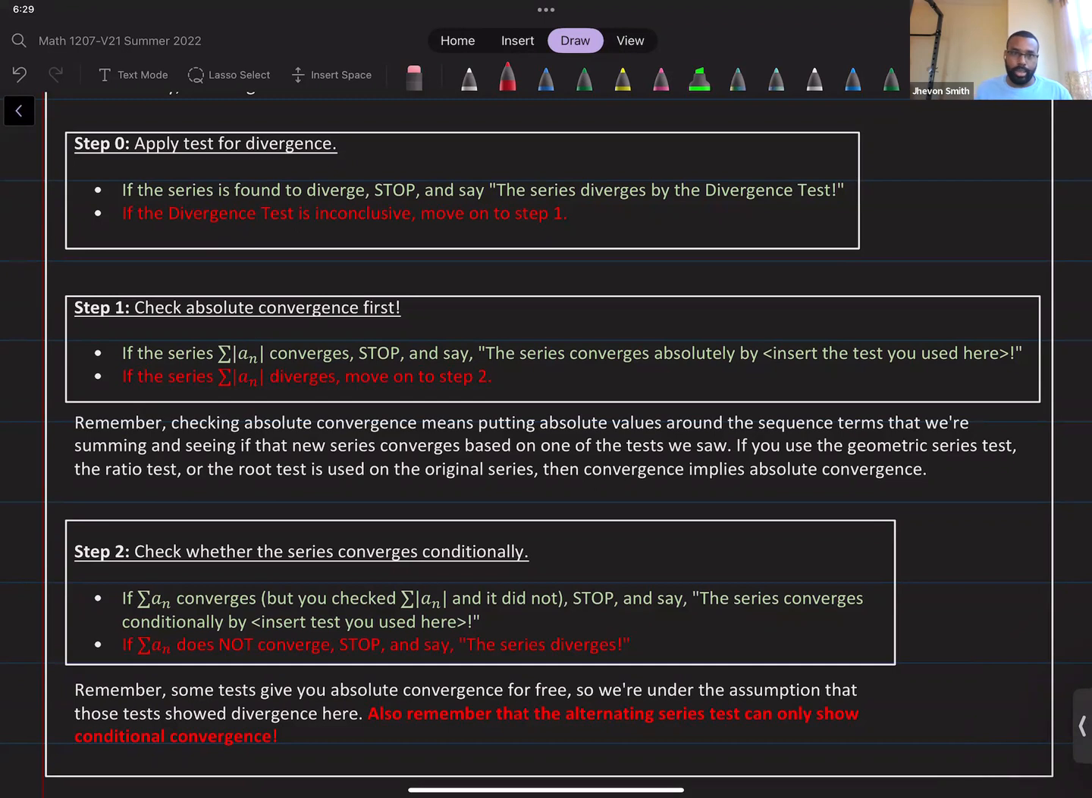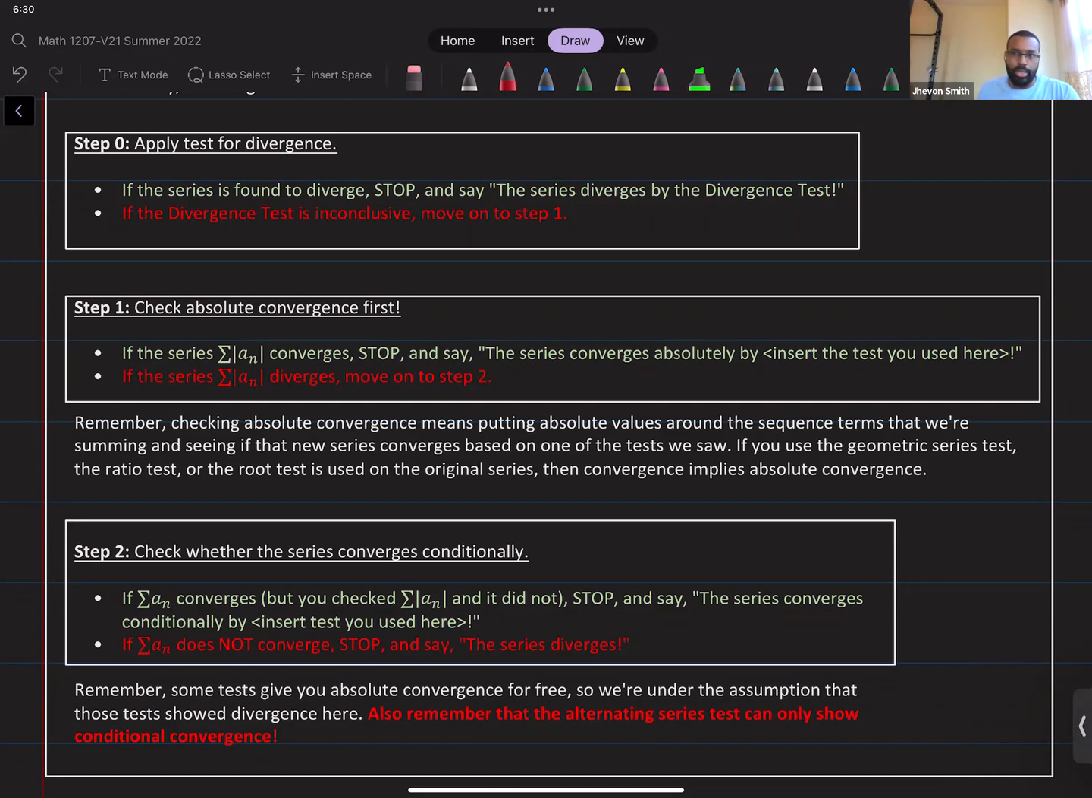So there's kind of a three-step process where the first step is not even a full step. It's just a quick check to make sure you're not wasting your time doing the 2 steps required for this problem. So you always check absolute convergence first. You check conditional convergence if it doesn't converge absolutely. And if it's shown to converge conditionally, you say it converges conditionally. If it doesn't, you say everything diverges.